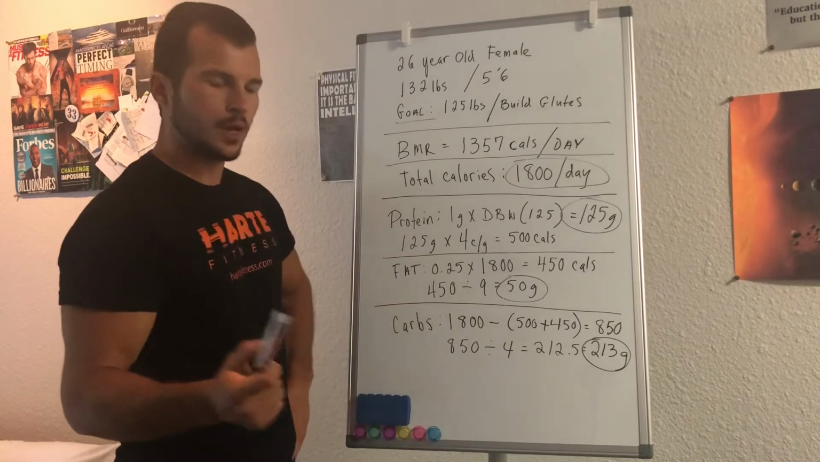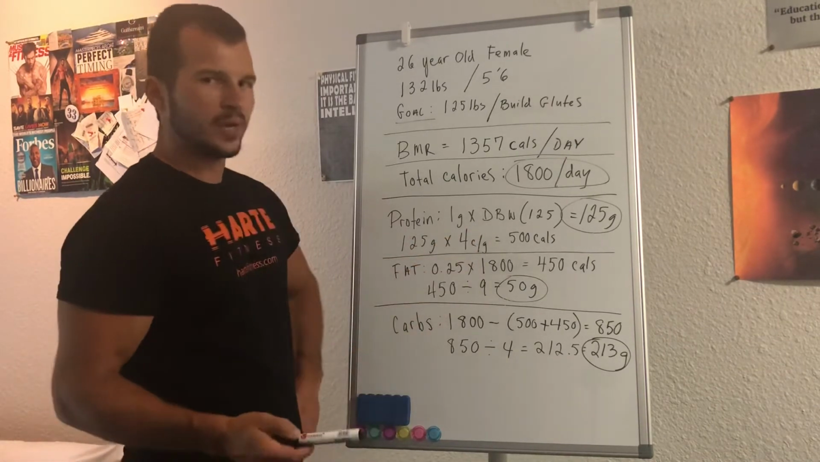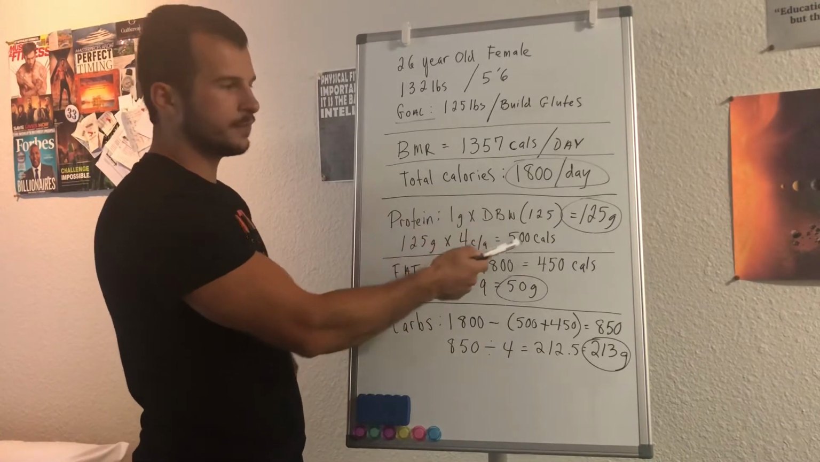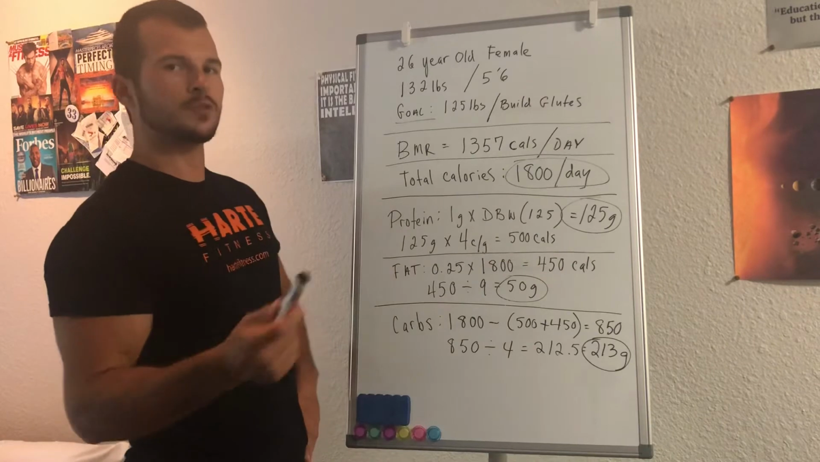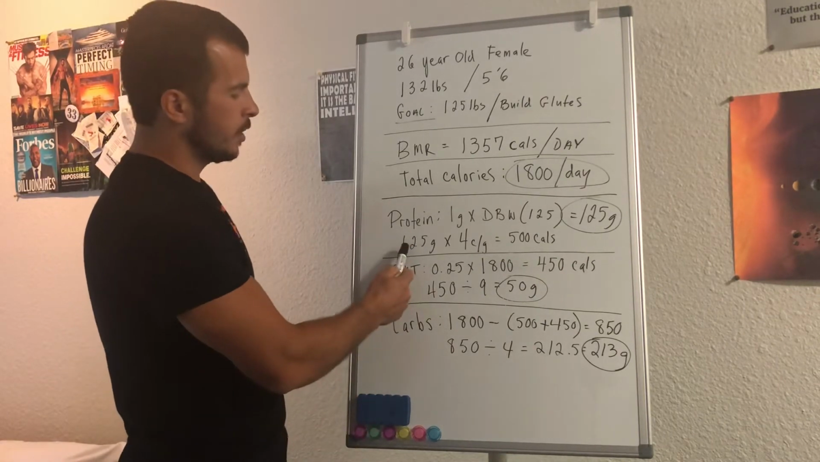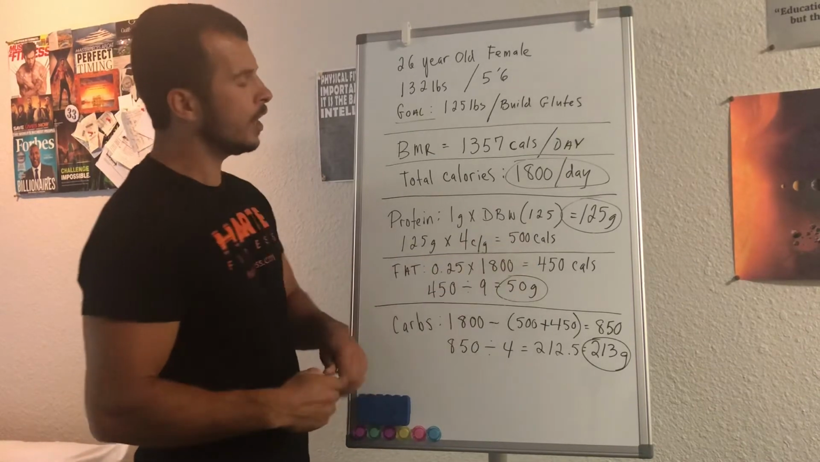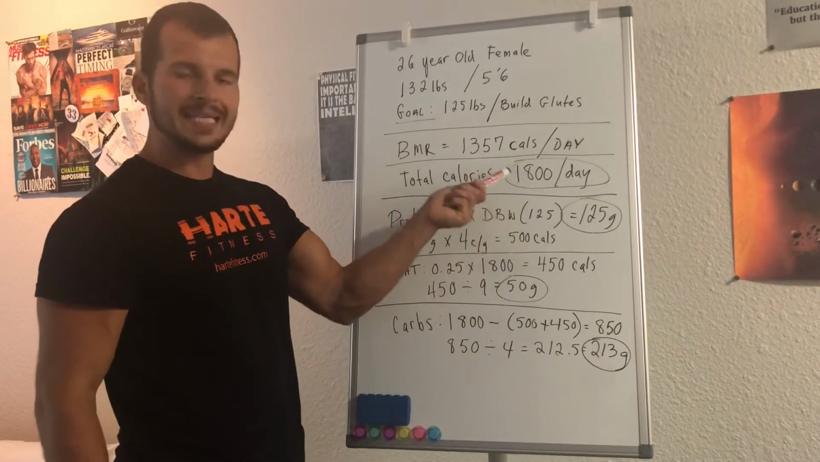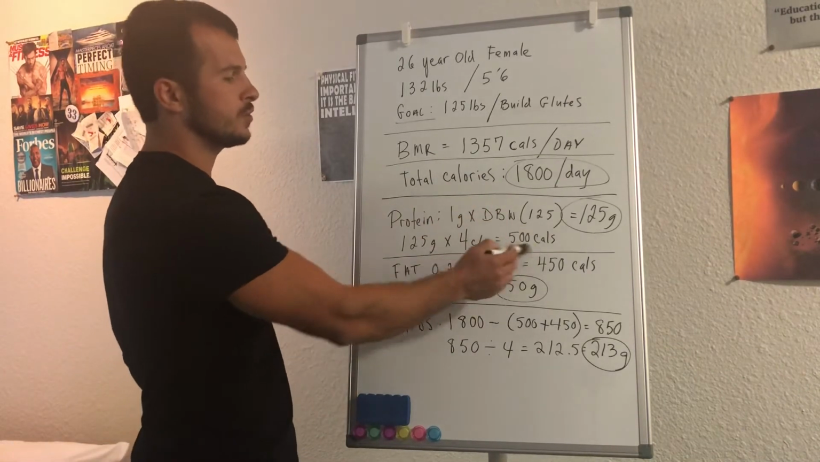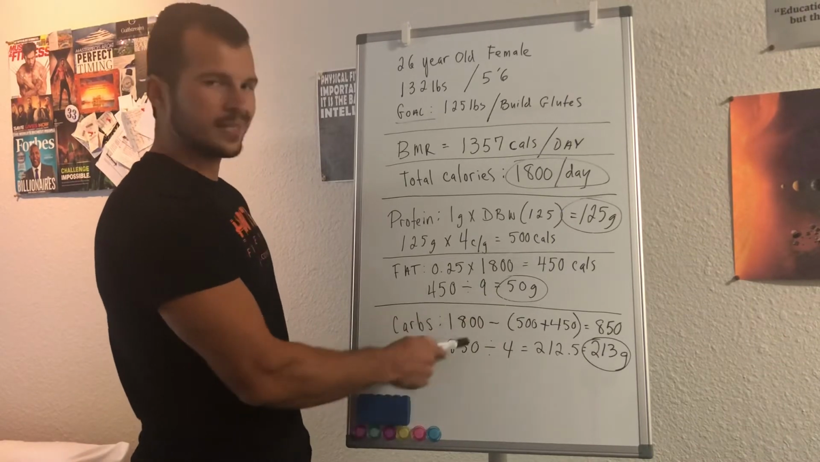As a general rule of thumb, you want 1 gram per pound of desired body weight. So desired body weight is 125, times 1 gram, times 125. That's 125 grams of protein. Now, there's 4 calories per gram of protein, so we times 125 times 4 gives us 500 calories. So 500 calories of the 1,800 calories is going to be coming from protein. And the reason why we need to know this number is to finish up calculating carbs at the bottom here. We'll get to that in a second.